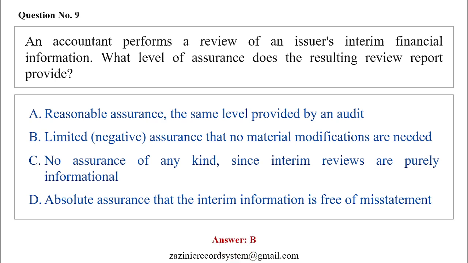Explanation. Letter B is correct because a review is a genuinely different, lighter touch engagement than an audit, built mainly on inquiry and analytical procedures. That's why it only supports limited, negative assurance, essentially saying nothing came to the accountant's attention suggesting the information needs modification, rather than the stronger positive assurance an audit provides.